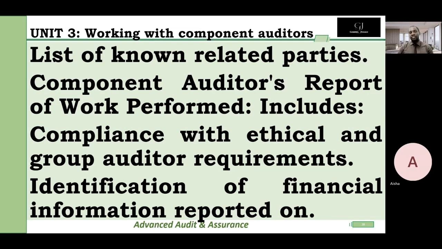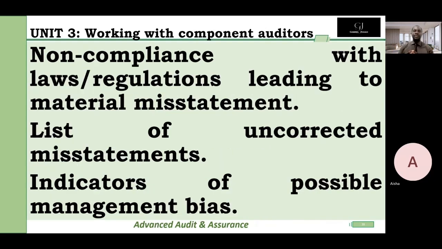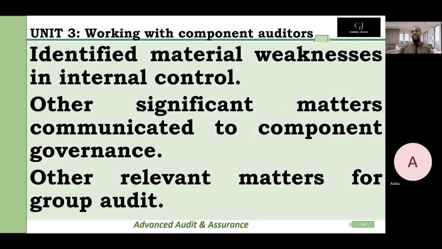And we have the component auditor's report of work performed. His report of work performed includes compliance with ethical and group auditors' requirements, identification of financial information he needs to report based on the request or the instruction by the group auditor. Non-compliance with laws and regulations leading to material misstatement must be communicated. Also, issues around incorrect misstatements, a list of them, material or immaterial, indicators of possible management bias at the component level should be reported to the group auditors also.